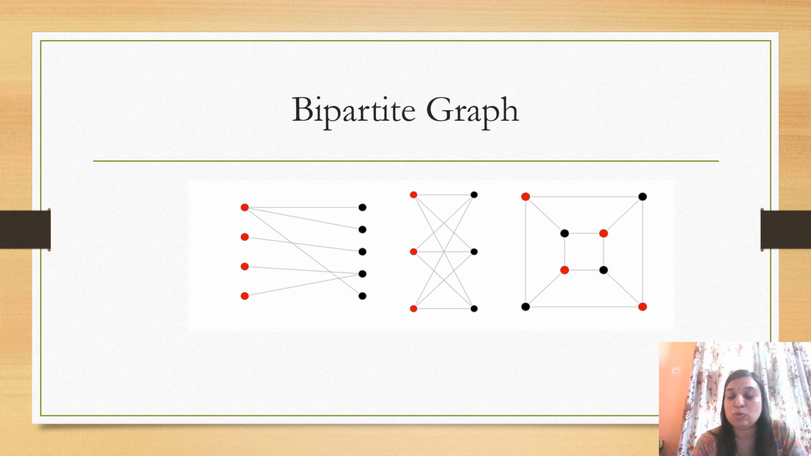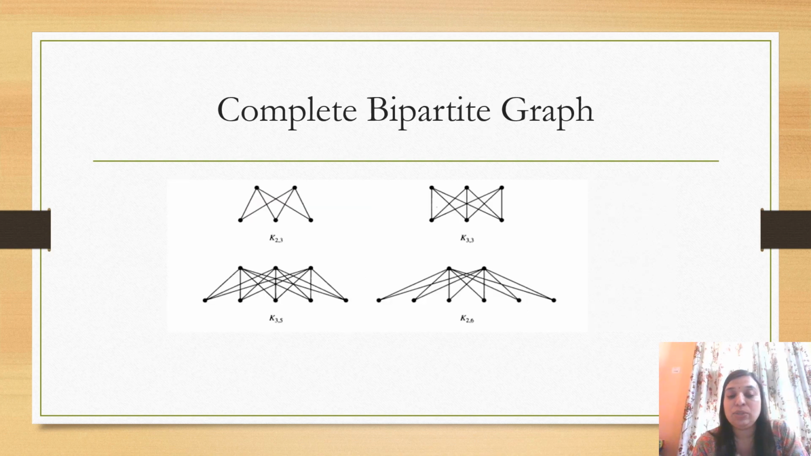So this is how the bipartite case goes. We have drawn some diagrams for you. This is K_{2,3}, where in the bipartition sets we have two vertices in one set and three vertices in the other set, and there is a line segment joining every vertex of the two vertices to every vertex in the set of three vertices. Same we have K_{3,3}, K_{3,5}, K_{2,6}. These are all examples of complete bipartite graphs.